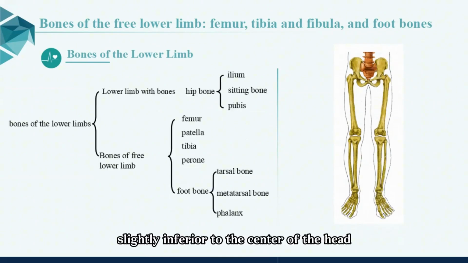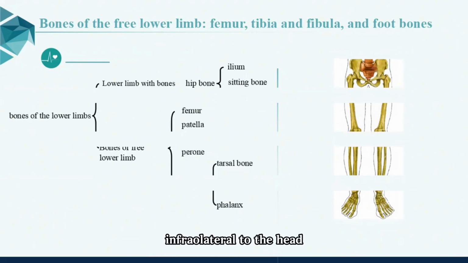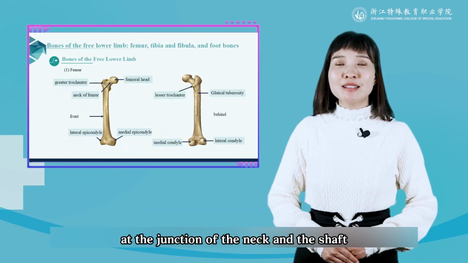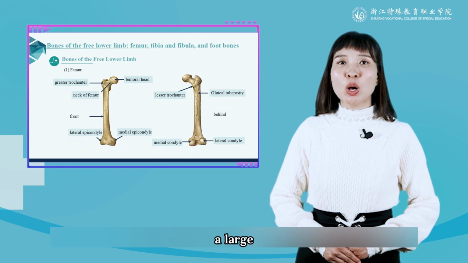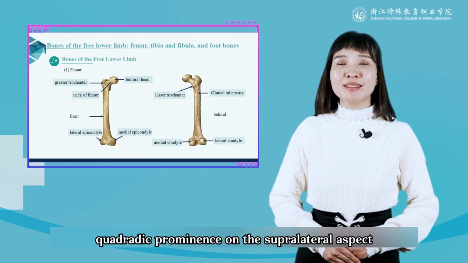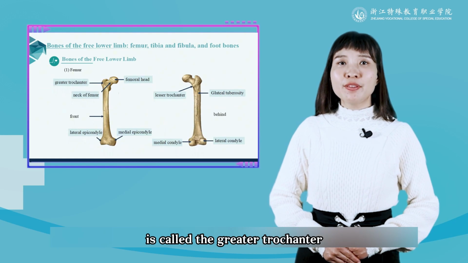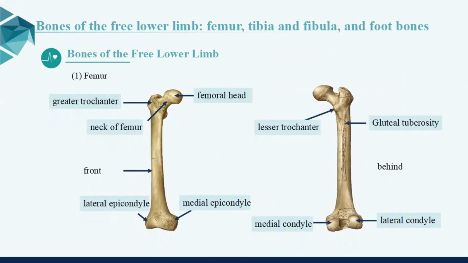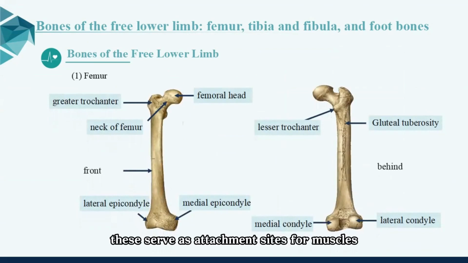Slightly inferior to the center of the head is a small depression called the fovea for the ligament of the head. Inferolateral to the head is the constricted neck of the femur. At the junction of the neck and the shaft, a large, quadratic prominence on the superolateral aspect is called the greater trochanter. A smaller prominence on the inferomedial aspect is called the lesser trochanter. These serve as attachment sites for muscles.